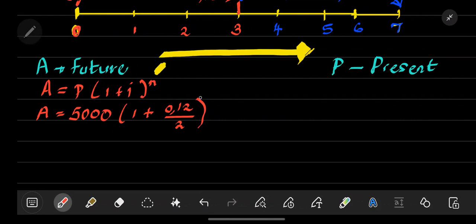And then our n, how many years was it supposed to last? It was supposed to last for 3 years. Do not forget your compounding period. You multiply by 2 there. Then for your A, you simply press your calculator, you press everything that appears there.